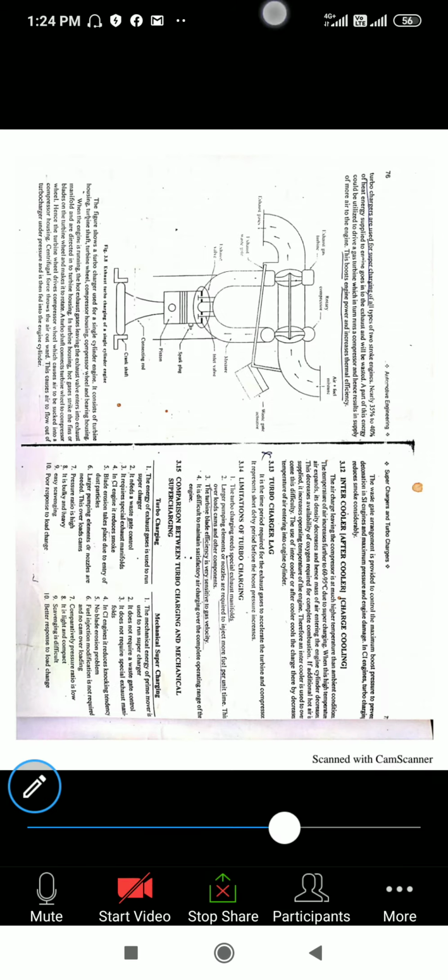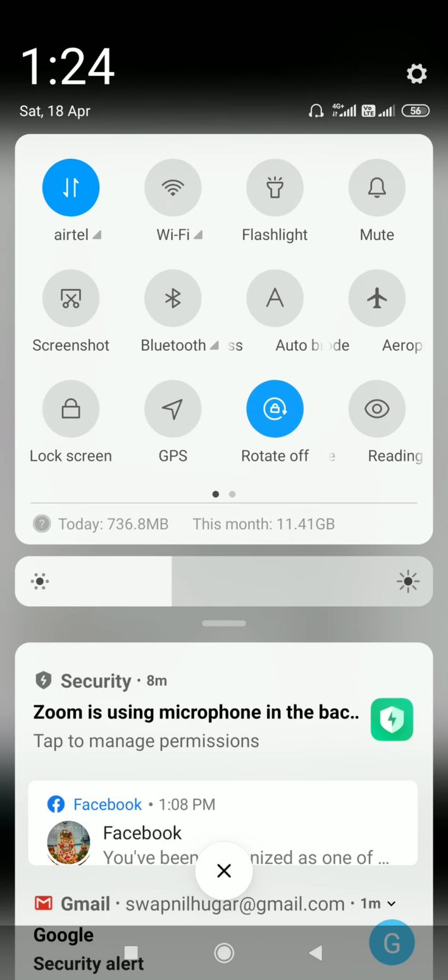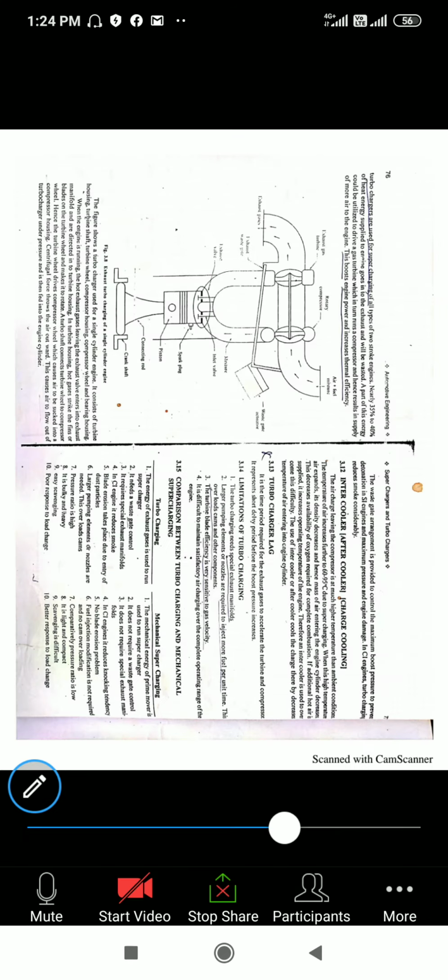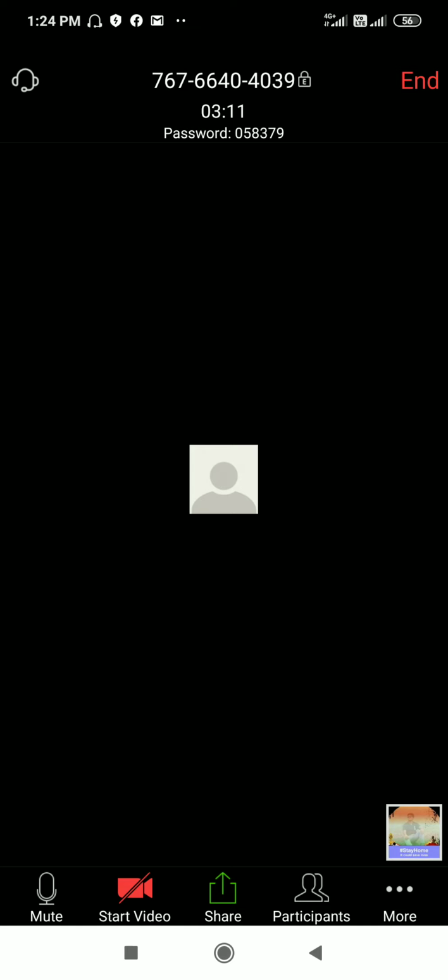Okay, so in the last class we discussed turbochargers. We were at the intercooler in the charger; halfway through, we discussed the intercoolers used in the charger. Let us see, I will share some slides for you.